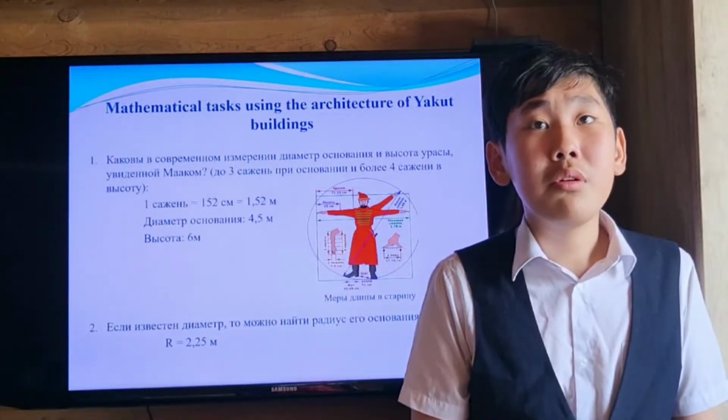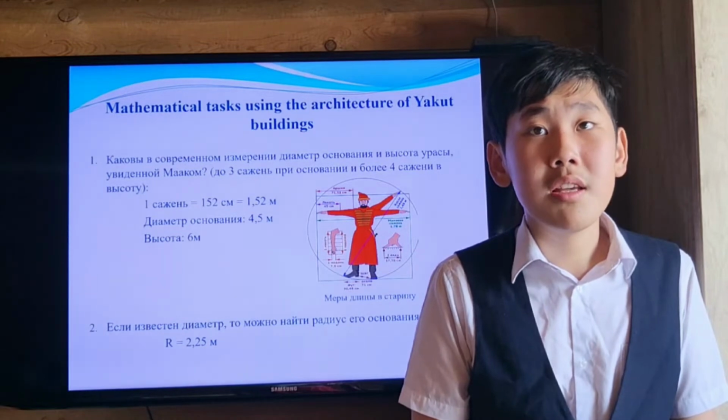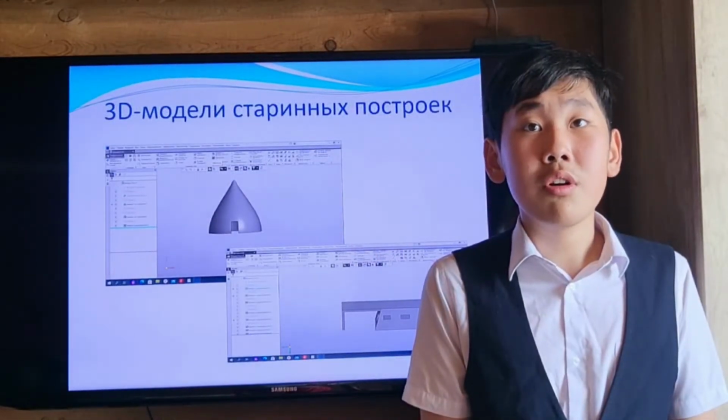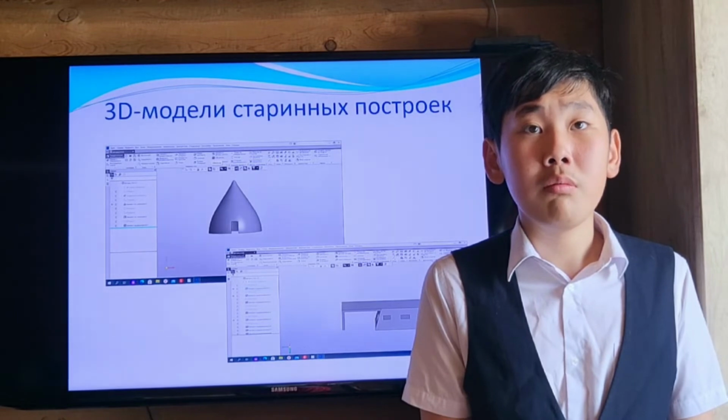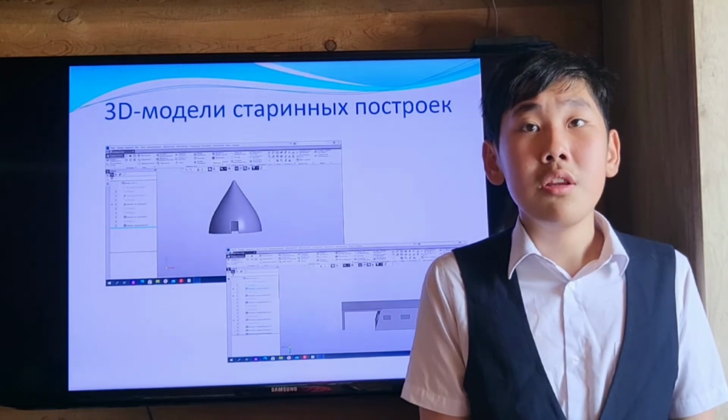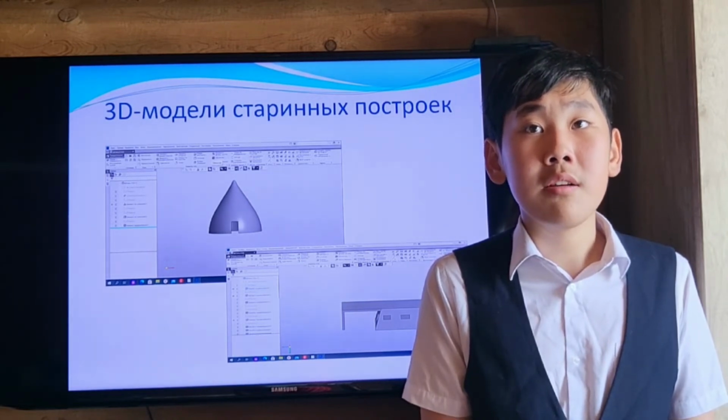The second example: knowing the diameter of the base, it is necessary to find the radius of the base, and it's equal to half the diameter, or 2.25 meters. To solve the geometric task of Urasa, we need a model of a cone. To do this, I propose to find an Urasa model from a set of special geometric shapes. This was the third example of the task.